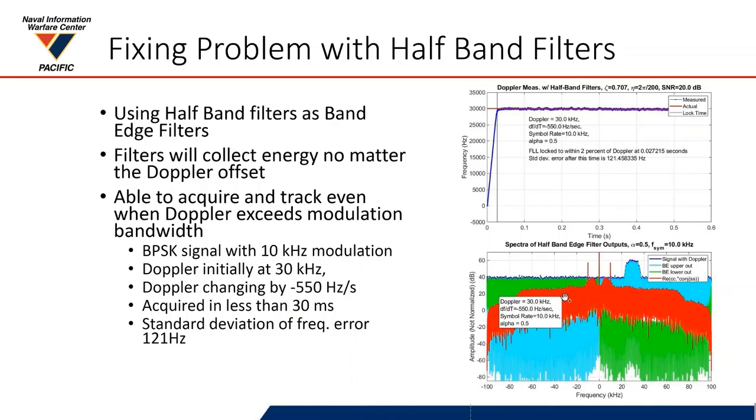If we replace the band edge filters with half band filters, then we actually get the ability to track large Doppler offsets. So if I rerun that scenario using half band filters instead of the optimum band edge filters, now all of a sudden I can lock onto that offset in less than 30 milliseconds, and I've got a very low standard deviation of error.